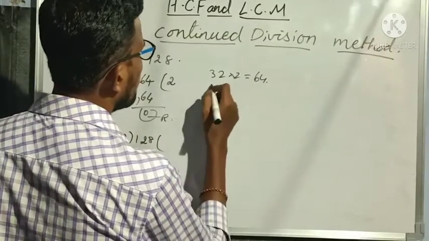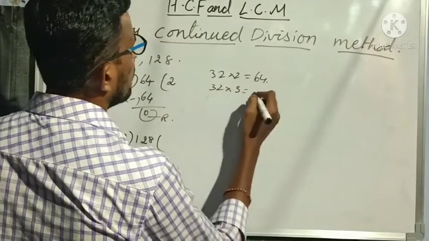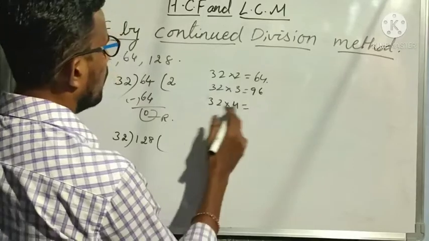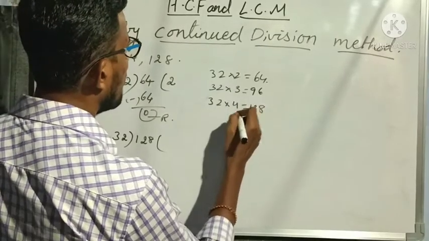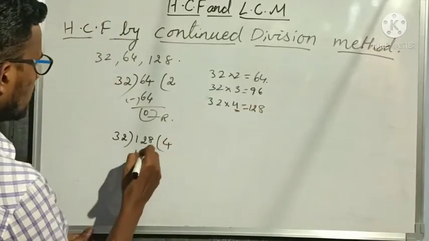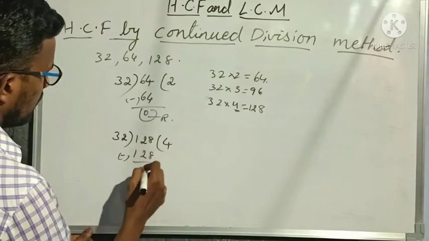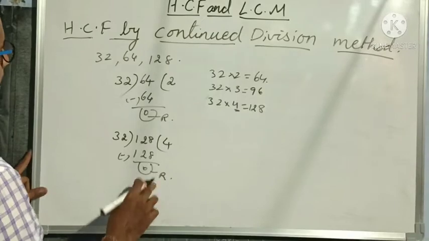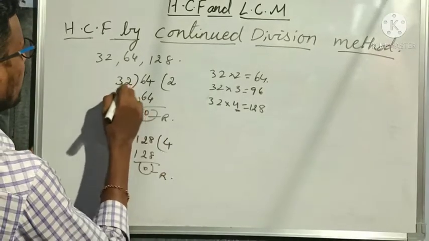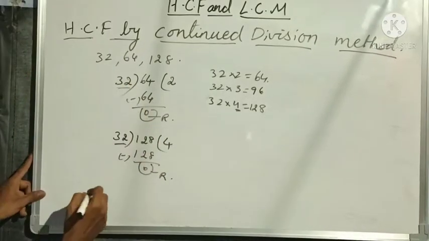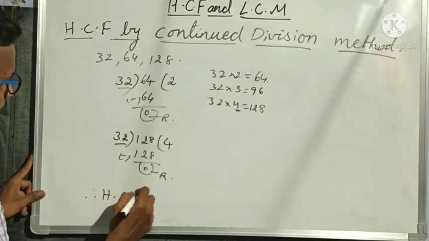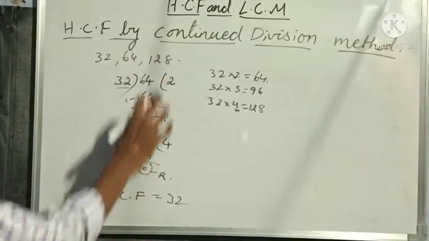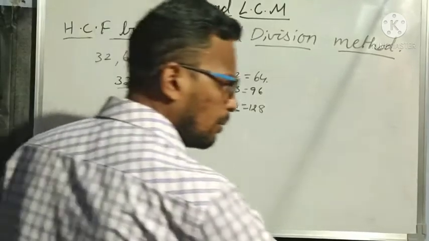Okay, let us continue the table now. 32 into 3, 3 2 6, 3 3 is 9. 32 into 4, 4 2 is 8, 4 3 is 12. So 4 times I am getting 128, right? So this is the remainder 0 here and also for 0 remainder here. For which divisor I got? 32. Therefore, HCF is equal to 32. Understood? This is how we have to do continued division method.